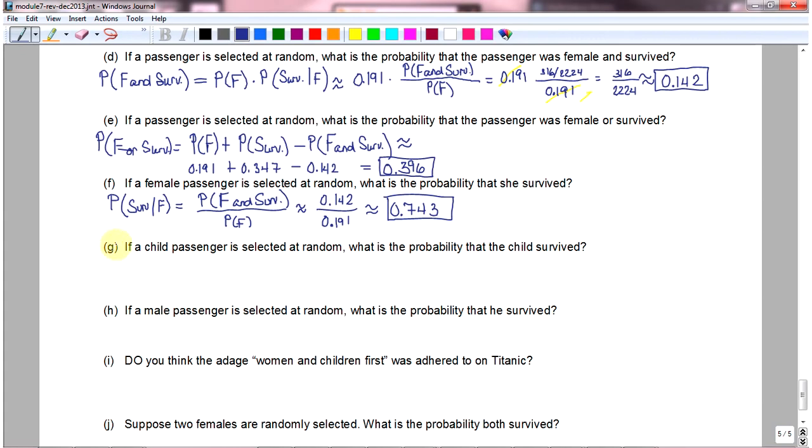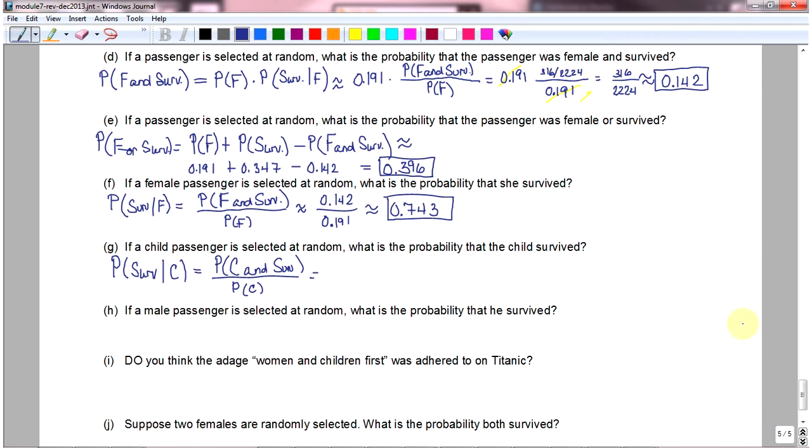Part G, if a child passenger is selected at random, what is the probability that the child survived? So we're interested to see if the child survived given that it was a child. So we're looking for the probability that a passenger was a child and that they survived, divided by the probability that the passenger was a child.